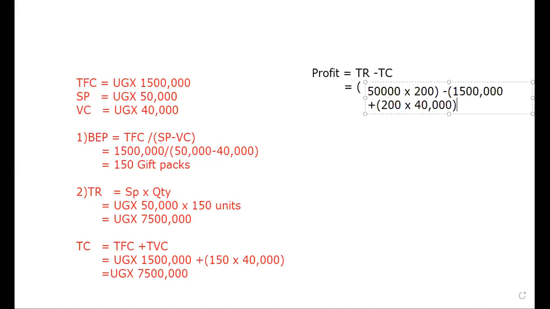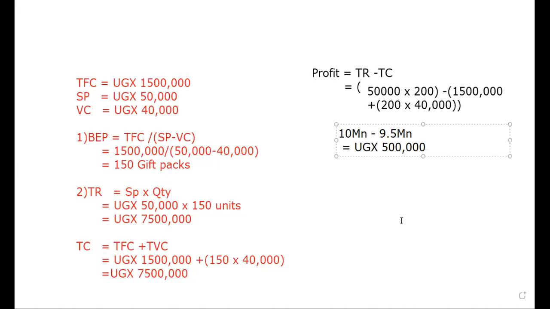40,000 is the one variable cost. So normally, if you find out the value of this, total revenue equals 550,000 into 200, which is 10 million UGX. Total revenue is 10 million and total cost is 1.5 million plus 8 million, which is 9.5 million. So we can find the profit is UGX 500,000, or half a million.